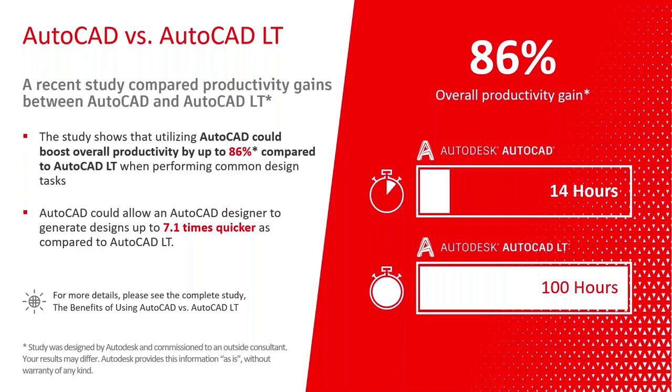But just to give you an idea, that means that when you're working in full AutoCAD and you're doing 14 hours work, that's pretty much the equivalent of 100 hours work in LT, or vice versa. If you're working in LT and you do 100 hours of work, you could do that in 14 hours, hence the 86% productivity gain. Now, what this means is an AutoCAD designer can generate designs up to 7.1 times quicker as compared to AutoCAD LT. That's a pretty cool statistic when you think about it. And there is a productivity study available from Autodesk. It's called The Benefits of Using AutoCAD versus AutoCAD LT, which is the basis of the presentation today. And we're going to go through that in a little bit more detail.